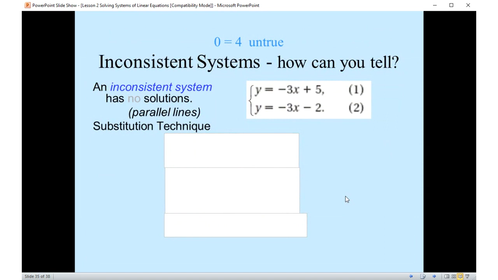So if we look at this one, these are inconsistent systems. How can you tell? Because the coefficients of x, the slopes, are the same, and they have different y-intercepts. But if you went to substitute and you set them equal to each other, and then you tried to solve it, you would get an answer of 5 equals -2. The x terms would drop out, which means there is no solution.